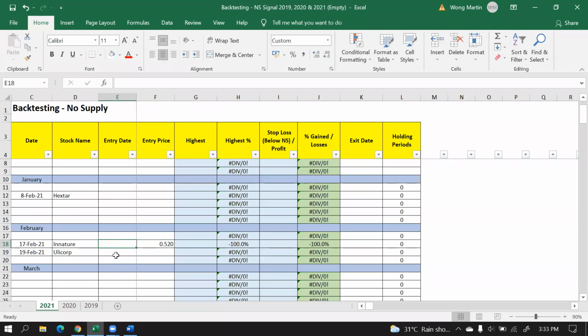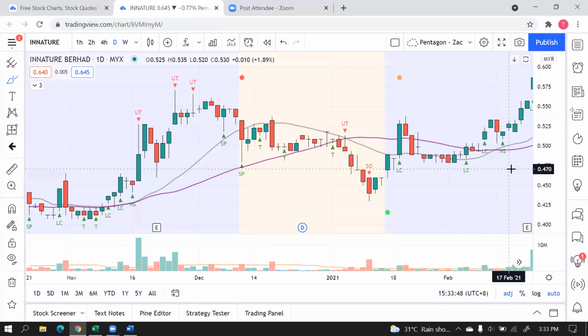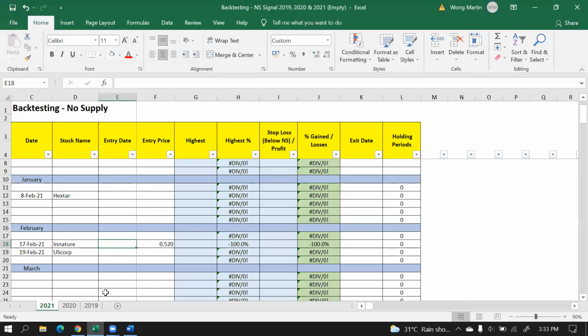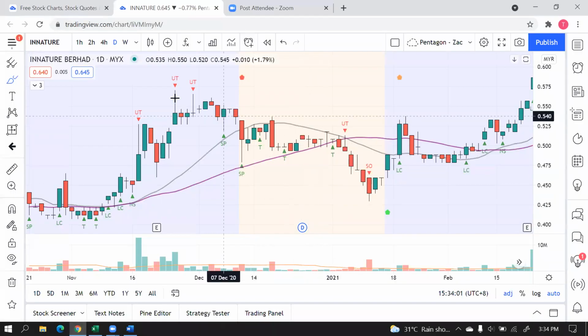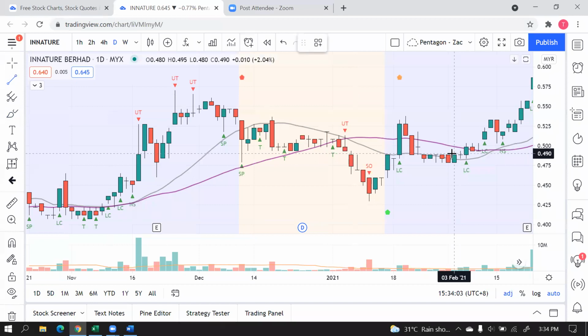0.520. And the date of our entry is 18 Feb. So this is our entry price. Of course, the first thing you want to know is where your stop loss is. So we look below this, the low of this, 150, and one bit below, 505. So this is our stop loss.